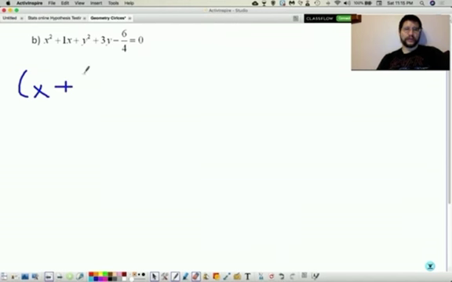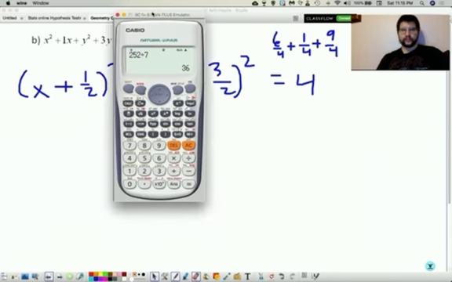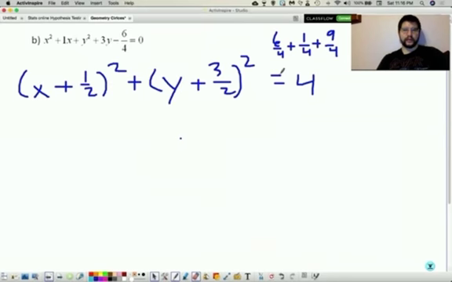Okay, so it's going to be x plus half of 1, that's a half, squared, plus y, half of 3 is 3 halves. It's positive, so say positive. And then I'm going to do some scratch work over here. That's a negative 6/4, so I'm going to make that positive 6/4 plus a half squared is 1/4. 3 halves squared is 9/4. And that gives me 4. 6/4 plus 1/4 plus 9/4 gives me 4. You've got to use the fraction button, doesn't matter. But there we go, done.